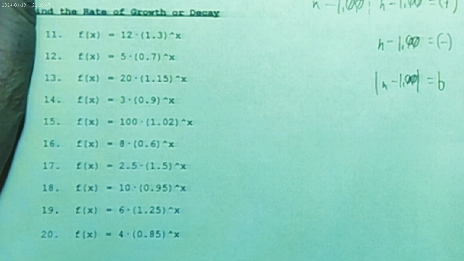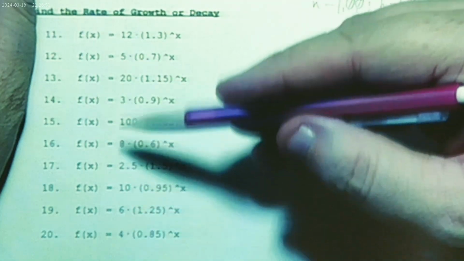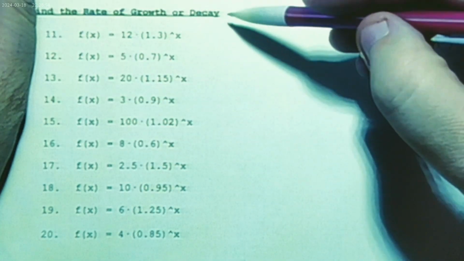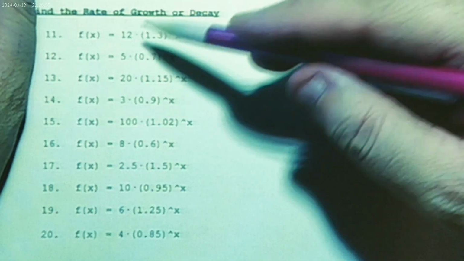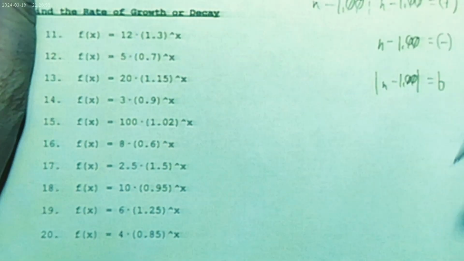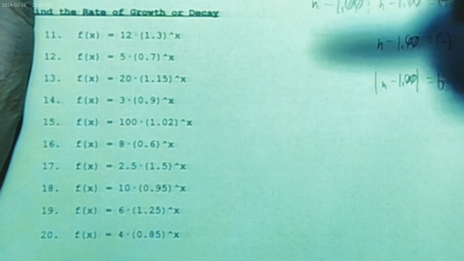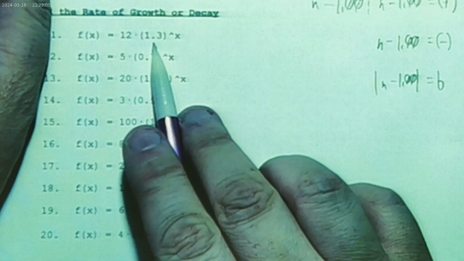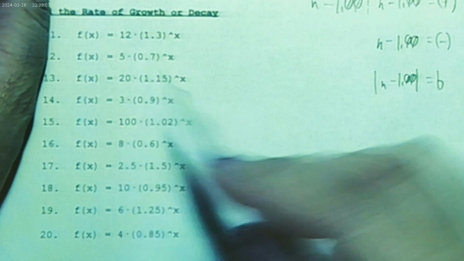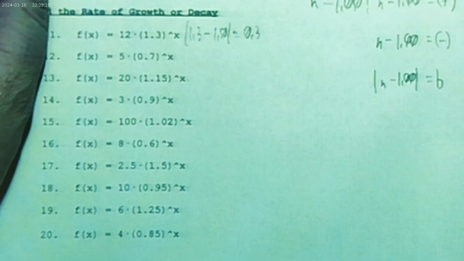All right. Whenever we're dealing with growth or decay rates, the initial values mean absolutely nothing. If we're just looking for the rate of growth or decay, the initial values are just meant to throw you off. They're just meant to keep you busy. So I've got the value inside the parentheses, 1.3, minus 1.0. Take the absolute value of that, and that's going to equal 0.3.